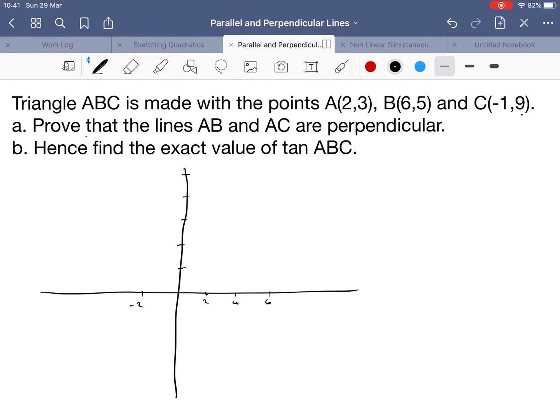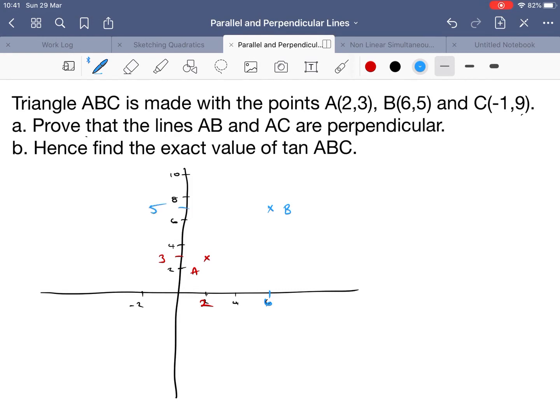And actually there is no negative in the y. But I just want to roughly mark it out like this because it will make the diagram a little bit better. So let's put the point A on. So A is at the point 2, 3, so it's going to be about there. So I'm going to put the 3 and the 2 for A. Point B is at 6, 5, which is about there. So that's at 6, and I've got 5 there.